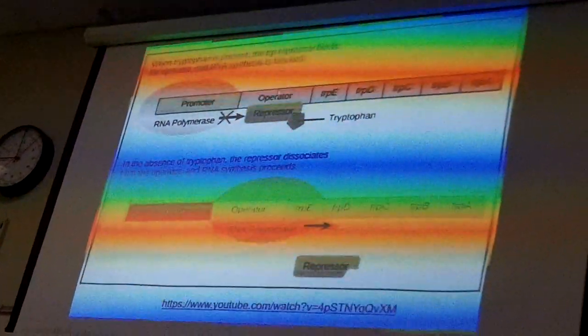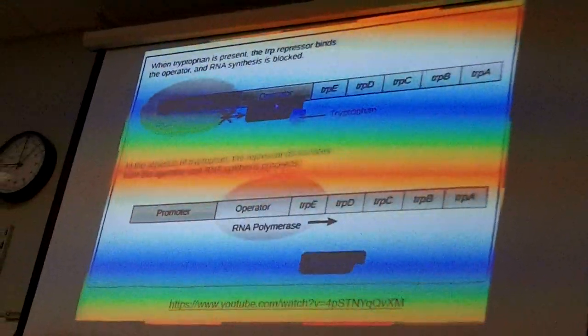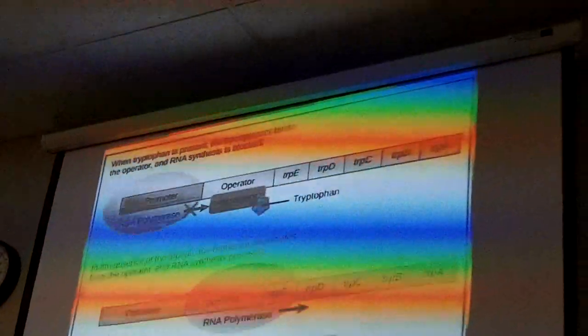When tryptophan attaches to the repressor, then it can stick to the operator. That's the Trp operon. It's the opposite of the Lac operon.